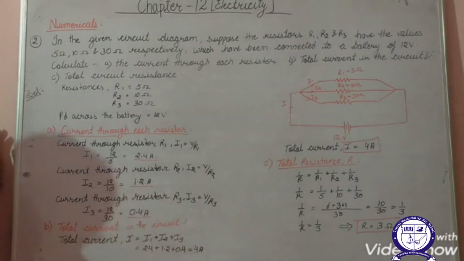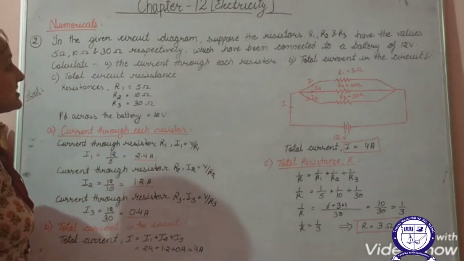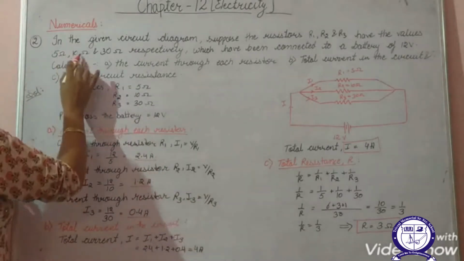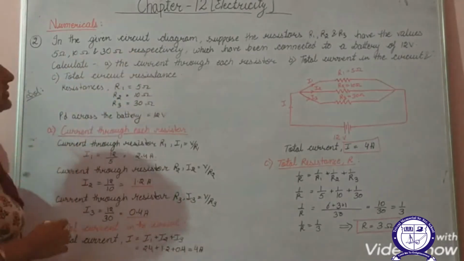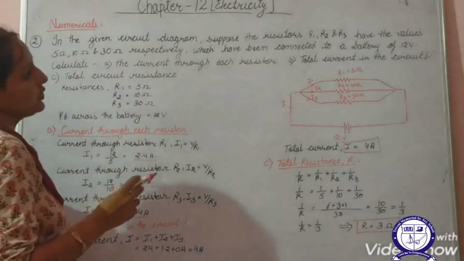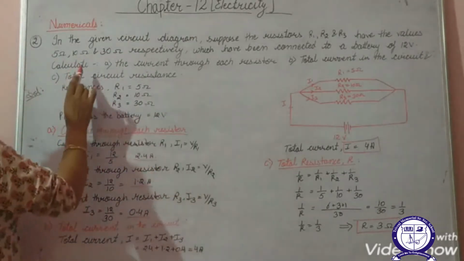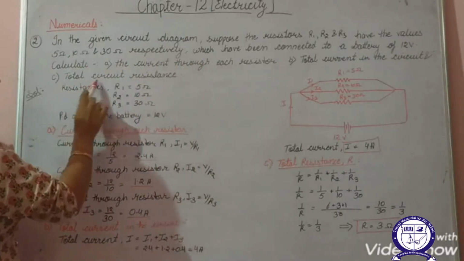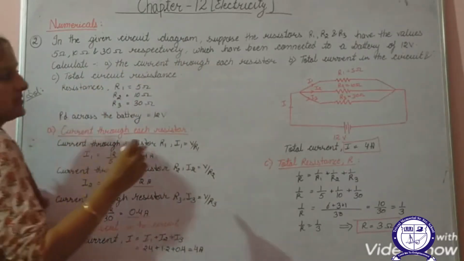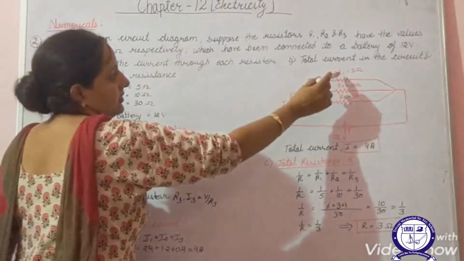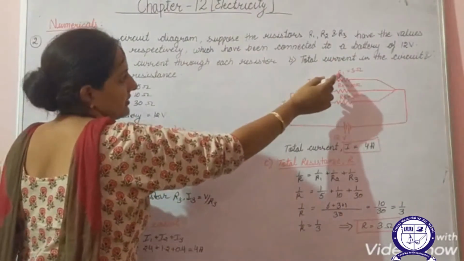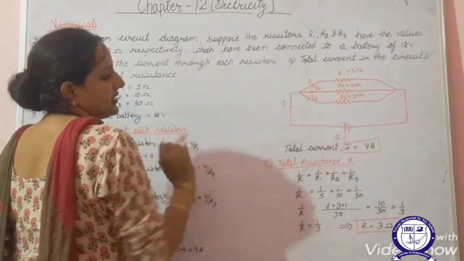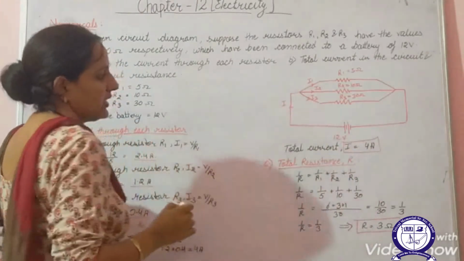Next is, in the given circuit diagram, suppose the resistors R1, R2 and R3 have the values 5 ohm, 10 ohm and 30 ohm respectively, which have been connected to a battery of 12 volt. Now here we have to calculate the current through each resistor, total current in the circuit and the total circuit resistance. Here in this figure, it is shown that resistors R1, R2 and R3 with their values are connected in parallel with a battery of 12 volt.